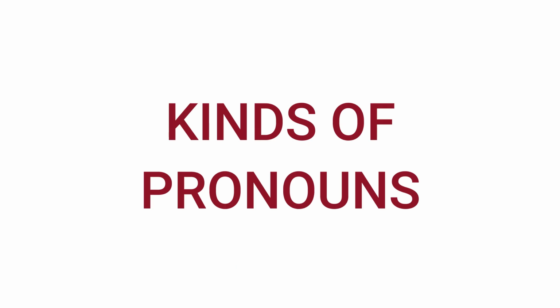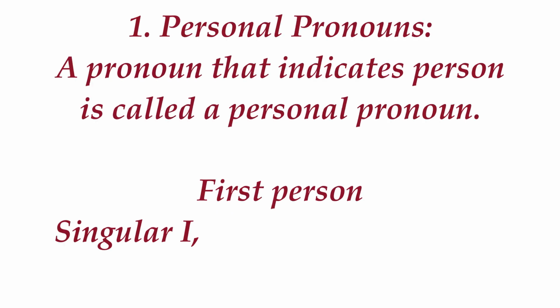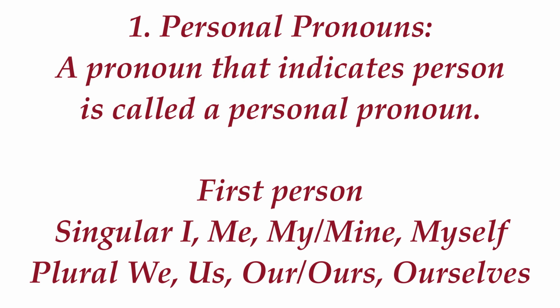Kinds of pronoun: there are totally 9 types. Let's see one by one. The first one is personal pronouns. A pronoun that indicates person is called a personal pronoun. Now, person can be first person, second person, or third person.